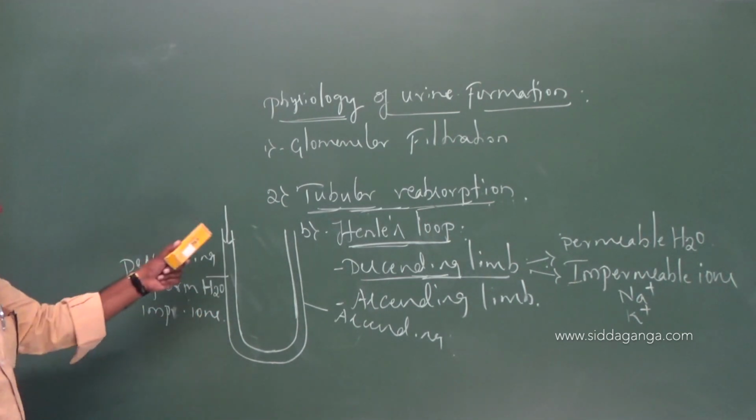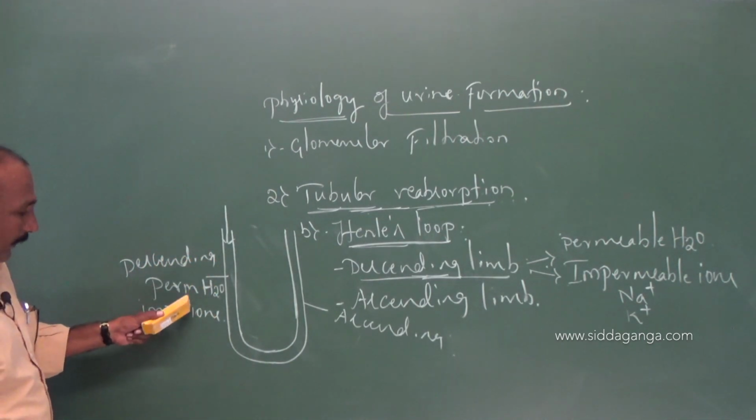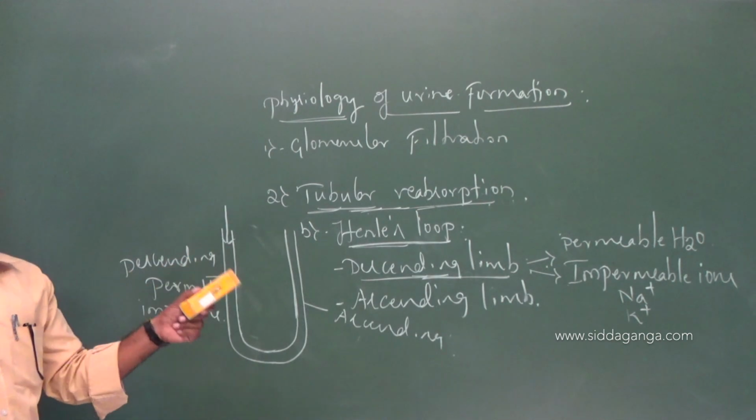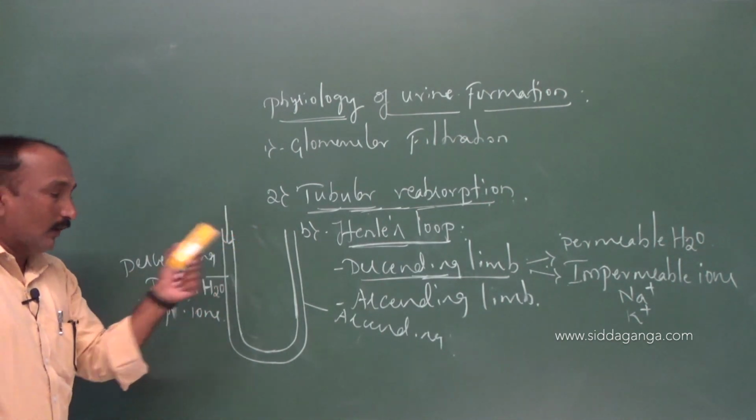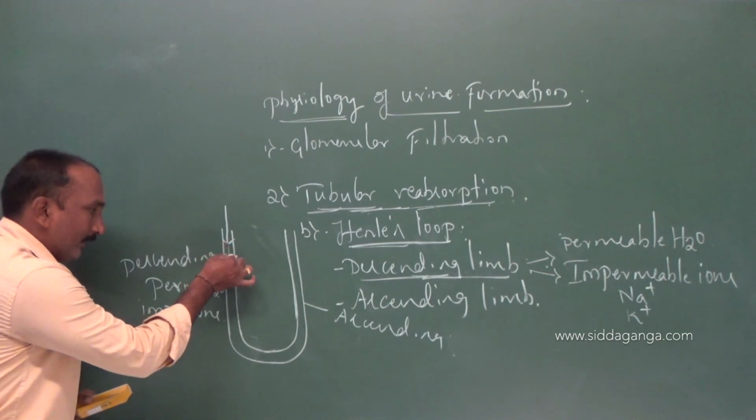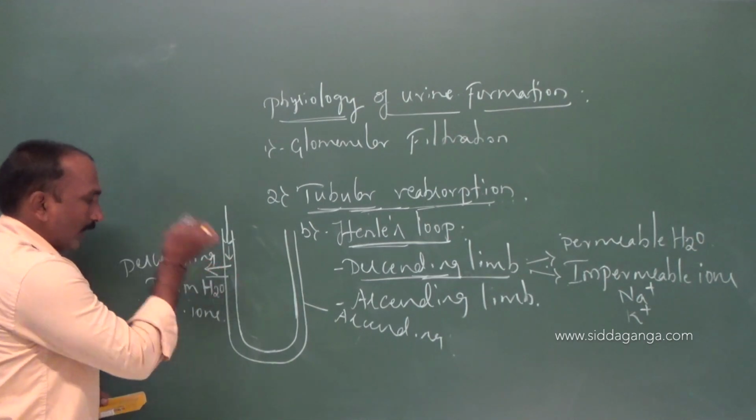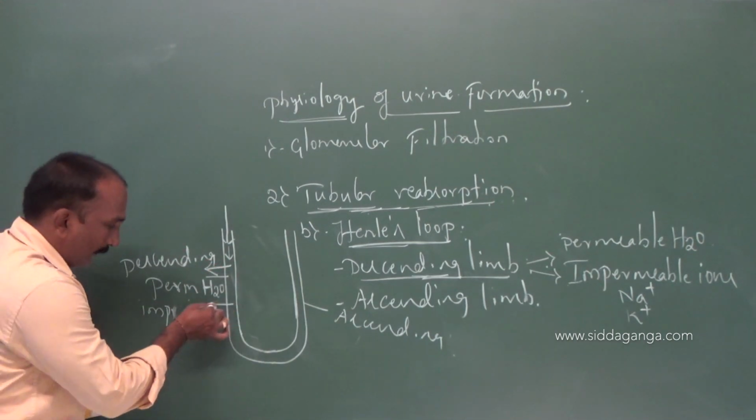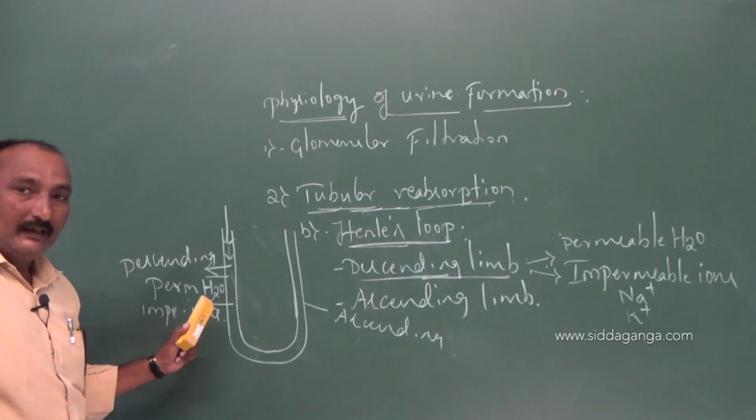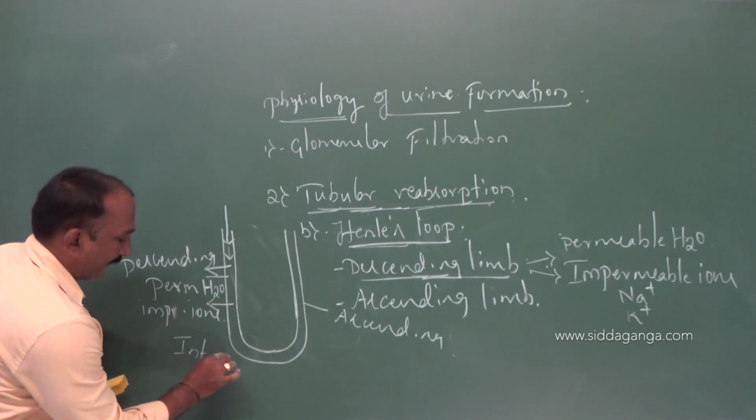So while the filtrate moves through the descending limb, it is permeable to water, so the water is able to move across. While moving through this, the water will be reabsorbed into the interstitial fluid.